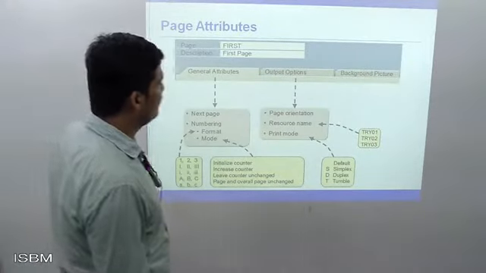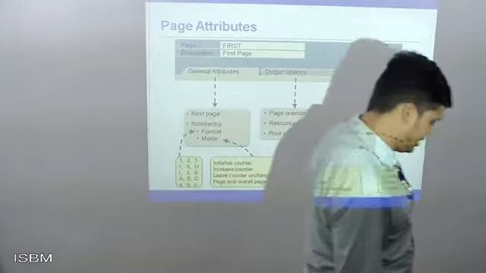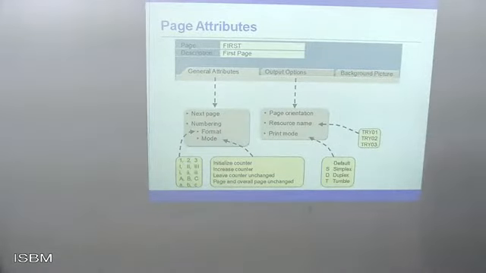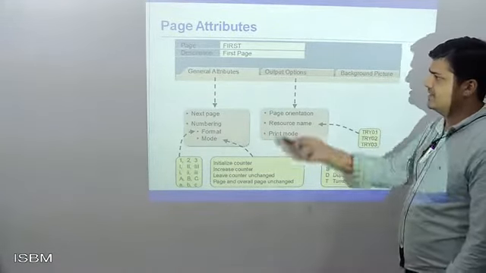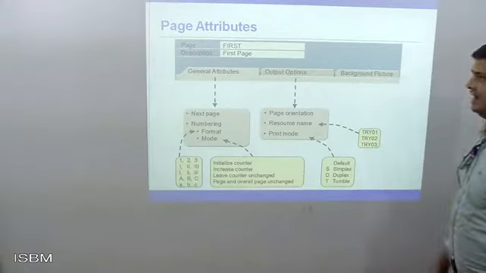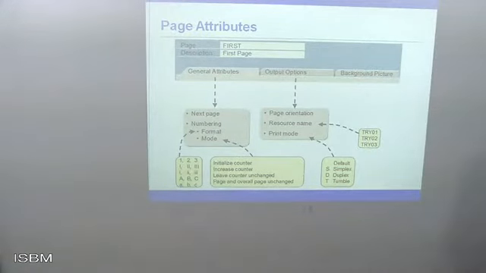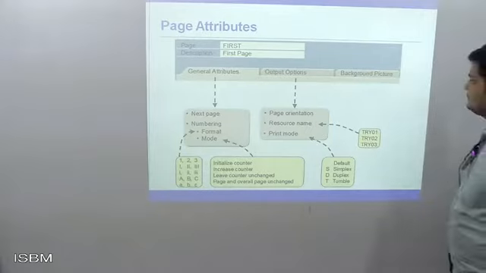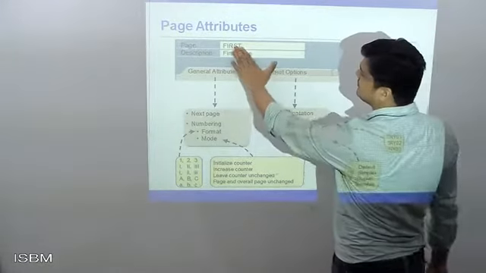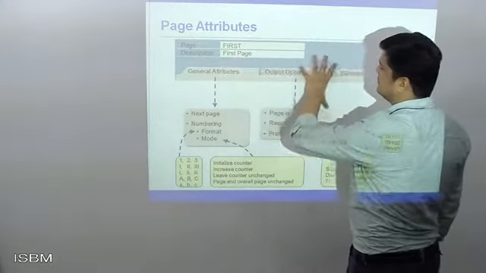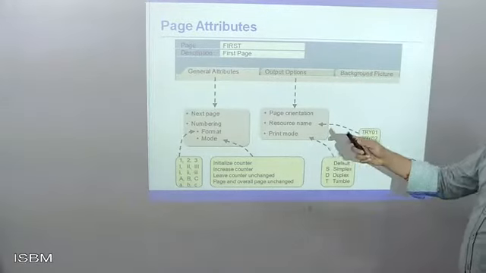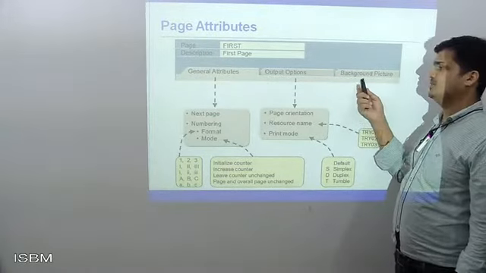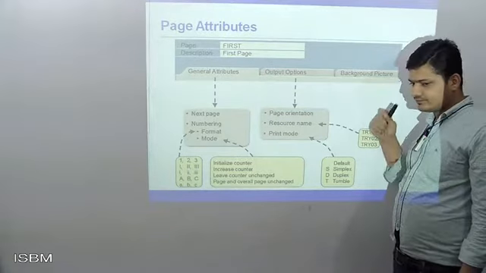Again, there are a few things we have seen about the first page. This is the first page and its description. There are some attributes: the first page and its attributes. There are the general attributes, output options and background picture. There are three things.